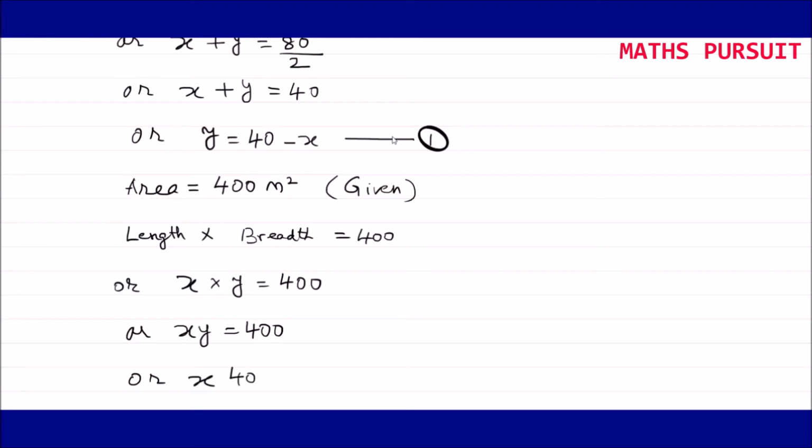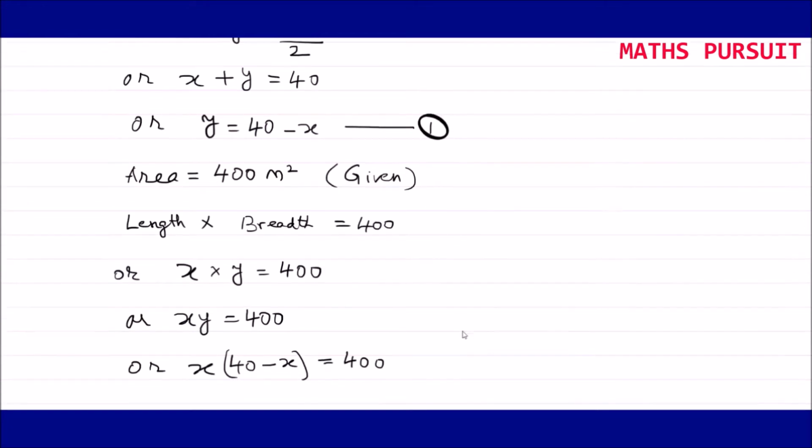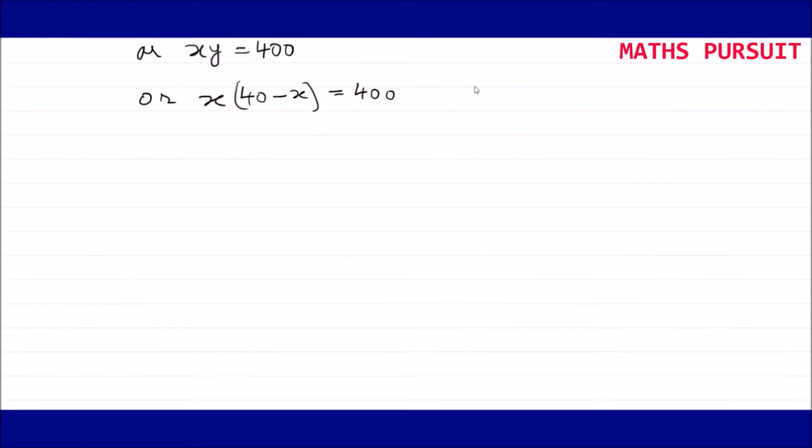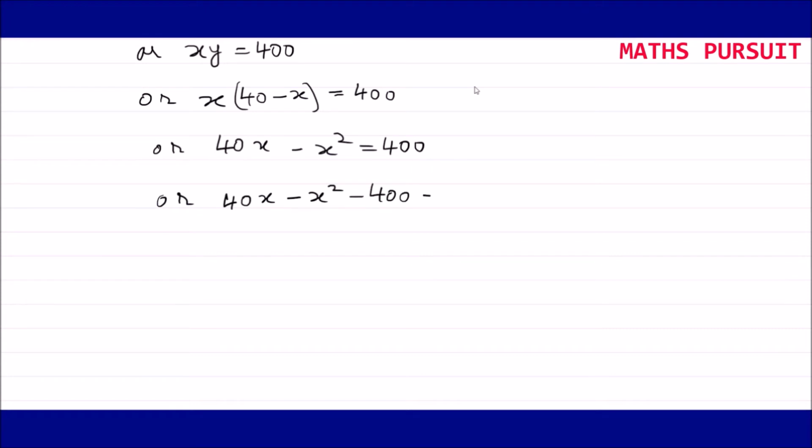So x into 40 minus x, because the value of y from equation 1 is 40 minus x, is equal to 400. This is what I did in this step, just replacing the value of y from equation 1. So we got x into 40 minus x is equal to 400, or 40x minus x to the power 2 is equal to 400, or 40x minus x to the power 2 minus 400 is equal to 0. I moved this 400 from the right side to the left side.